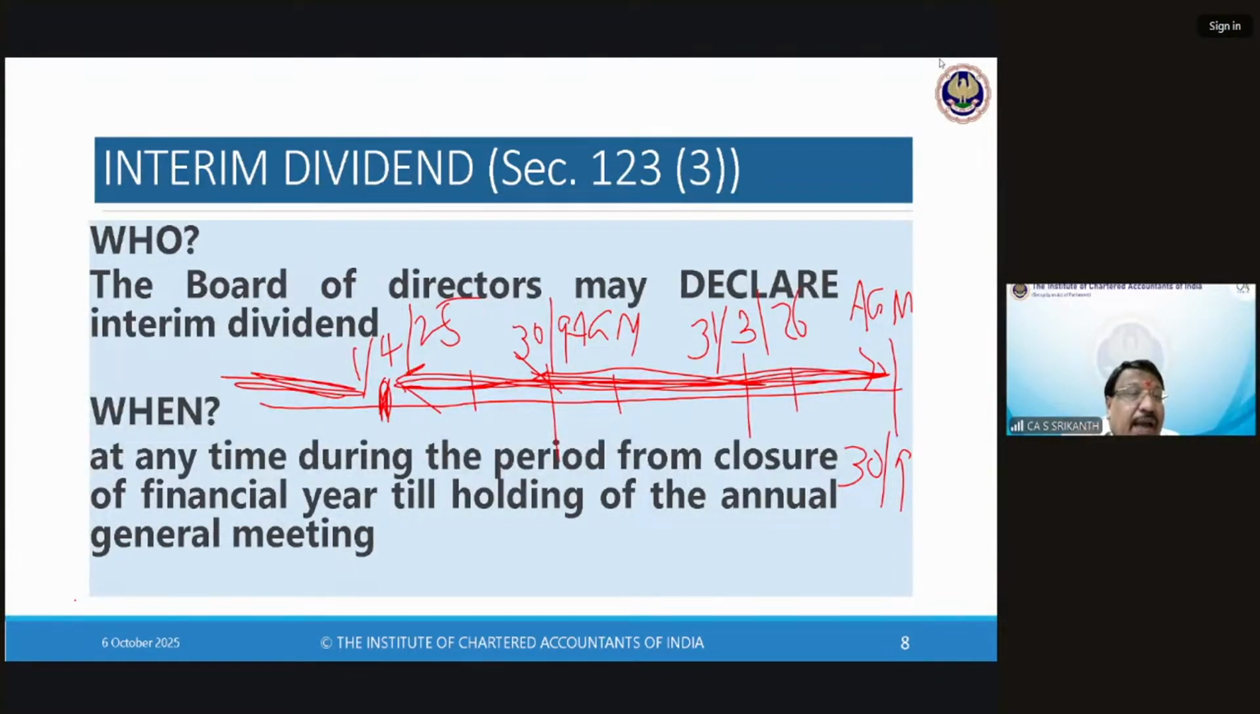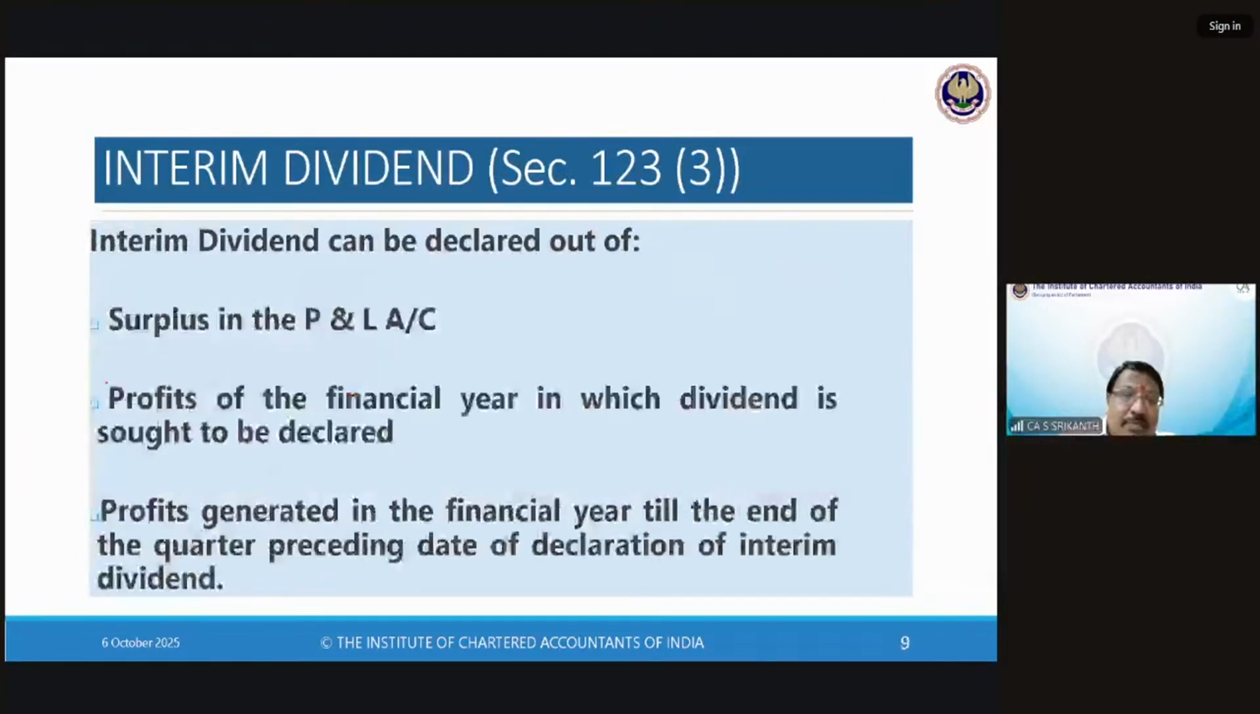So if a dividend is declared on November 6, can they take profit till 31st October or till the 30th September? End of the quarter. Profit generated till the end of the quarter. Quarter means days ending on June, September, December, March. These are called quarters. So October is technically not a quarter ending.